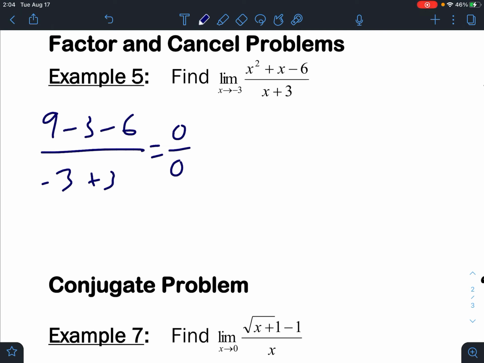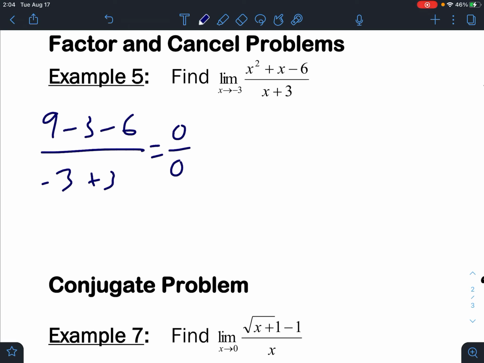Okay, limits are about the journey, not the destination. So we're not trying to find out whether or not there is a hole in the graph. That doesn't matter. All that matters is that we're trying to reach that hole in the graph. I know it's not going to reach it there, but that's okay. It tries its best. Okay?